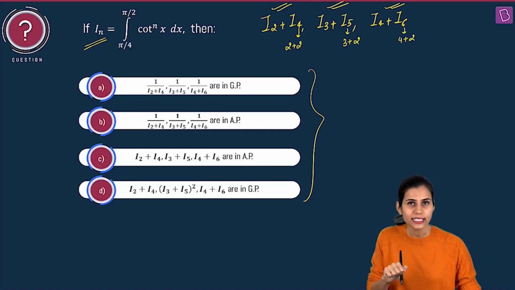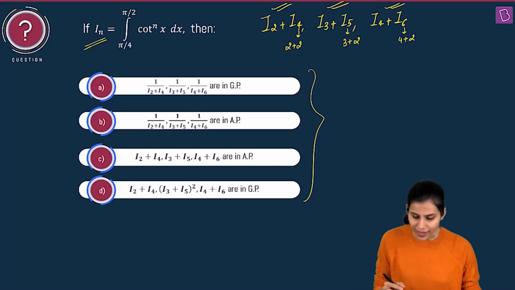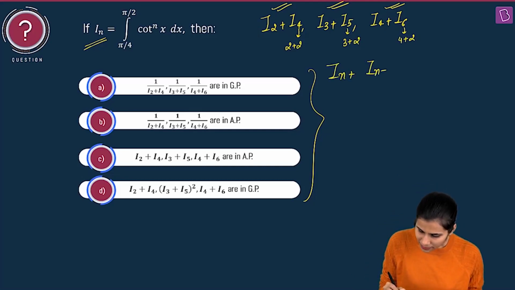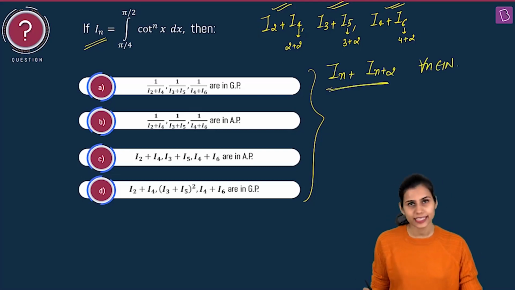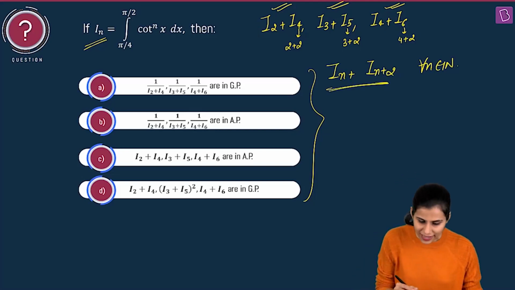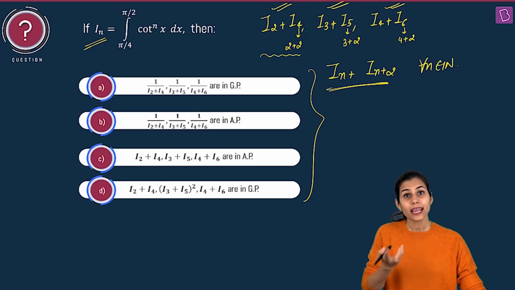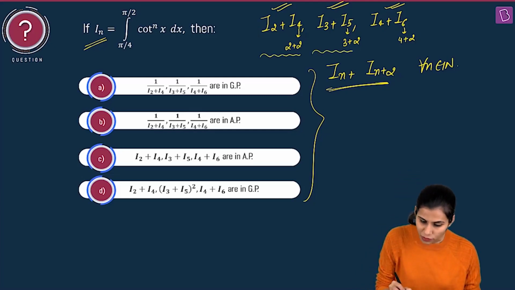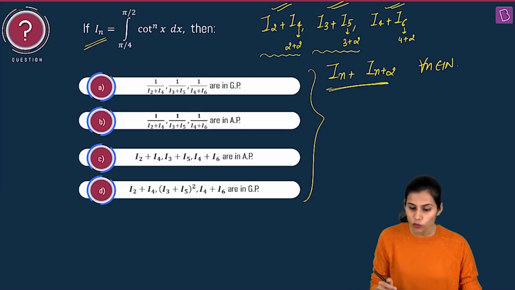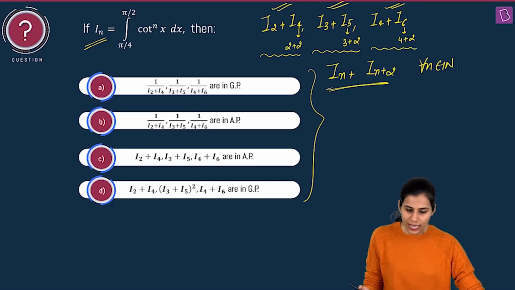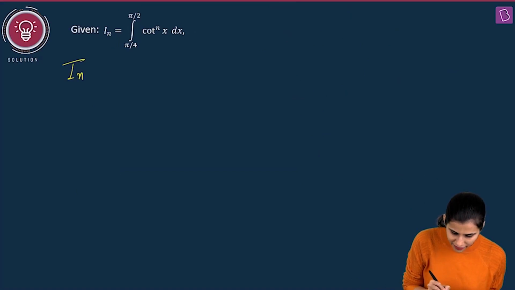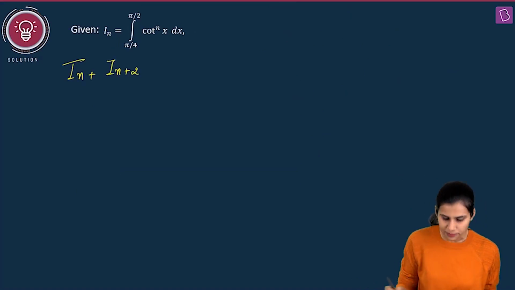So this is giving me the hint that I should in general compute the value of In plus In plus 2 for every natural number n. Because once I get the value of this expression, I can compute n equals 2, I will get the explicit value of I2 plus I4. Then I can compute in here n equals 3, I will get the explicit value of I3 plus I5. Then I can plug in n equals 4, I will get explicit value of I4 plus I6. Once I have the explicit values of each of these three terms, I can then observe them and very easily land up to the relationship between them. So you've got the drill. My strategy is to find the value of the expression In plus In plus 2.